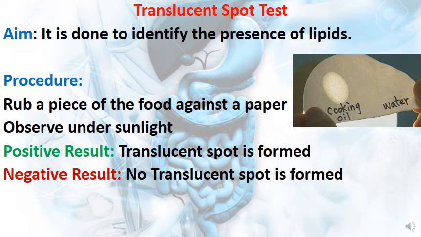What do we have to do? Rub a piece of food against a paper. Rub it, for example, butter, or a nut, containing lipid. Rub it with a paper and observe it under the sunlight.